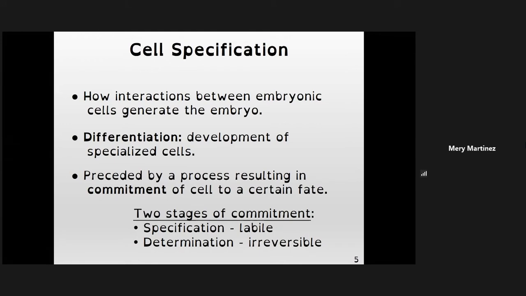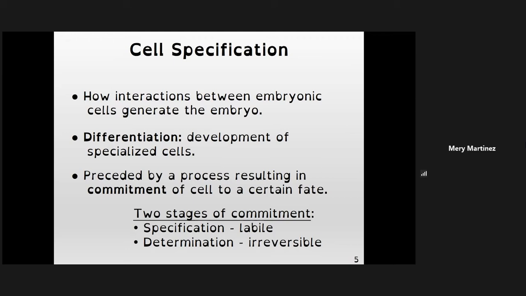So cell specification has been tested through experimentation in embryology, and we have been able to learn how interactions between embryonic cells generate the embryo, how these interactions occur, okay? One of the first concepts that I want you to retain is that development of specialized cells is called differentiation, okay? Development of specialized cells is what we call differentiation.